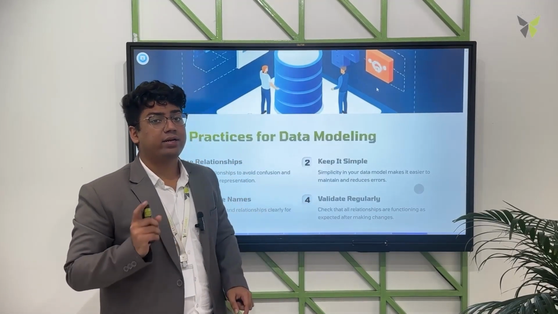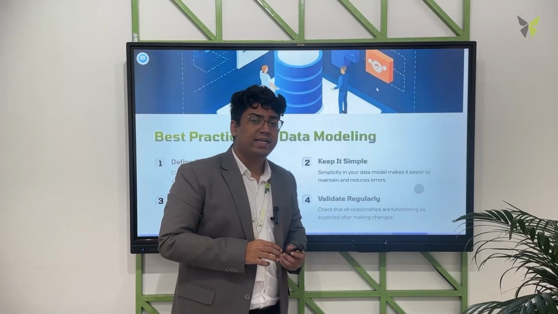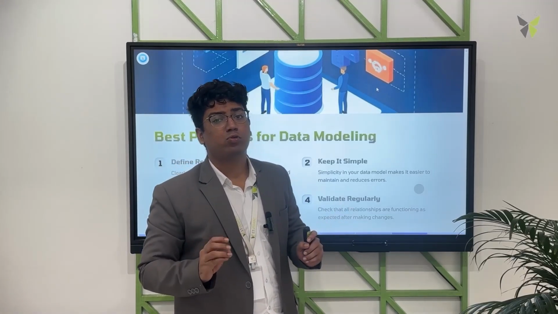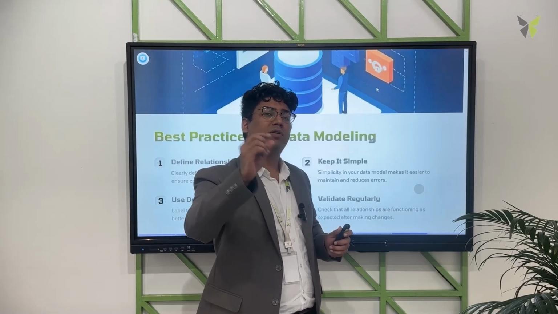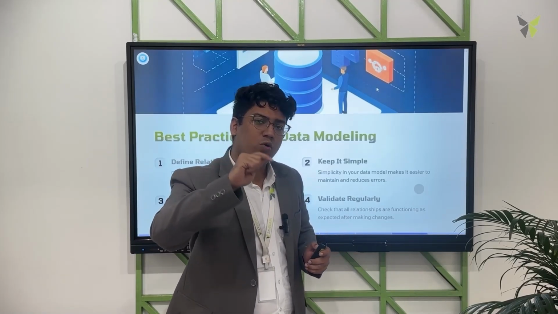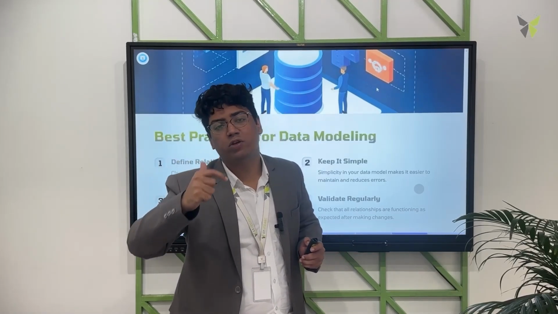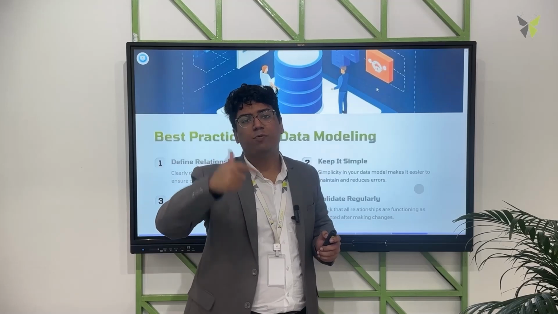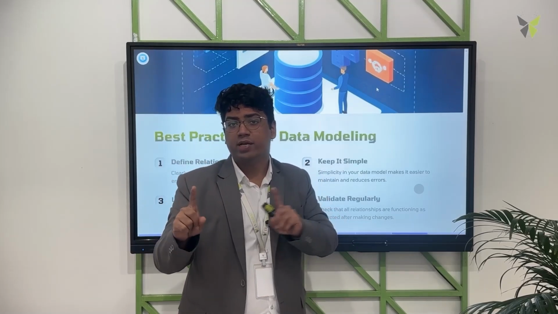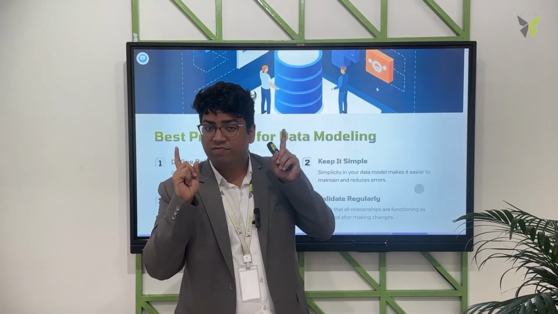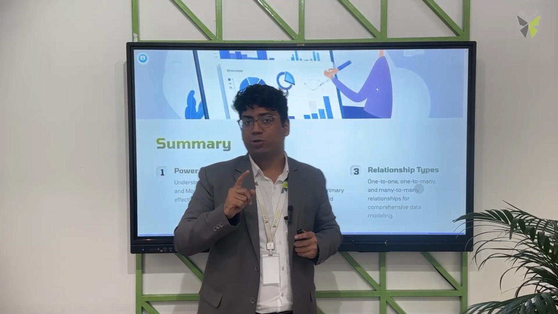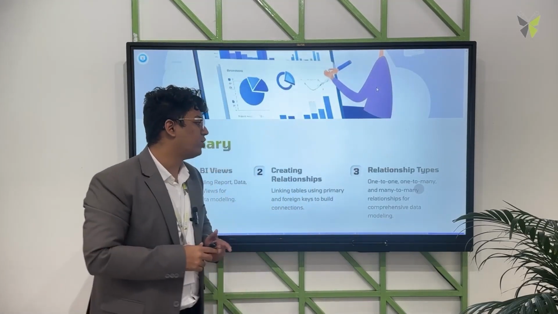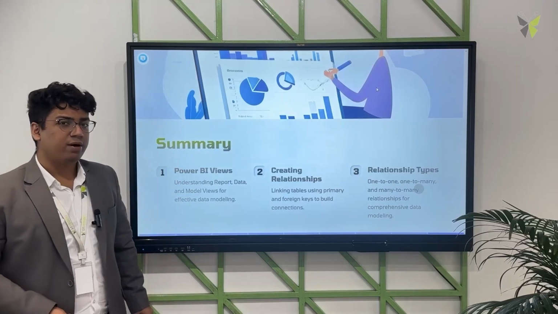And finally, validate regularly. Just creating a relationship does not mean that you won't go and look at what the data is. There is a very easy option, data view. Just go into that data view. You can go to model view as well. Keep on validating whether the joins that you have made are exactly correct, because if the data is incorrect, your charts would be incorrect, and if the charts are incorrect, you'll give misinformation. Let's try to summarize this chapter.